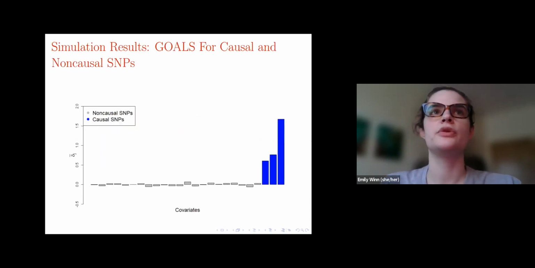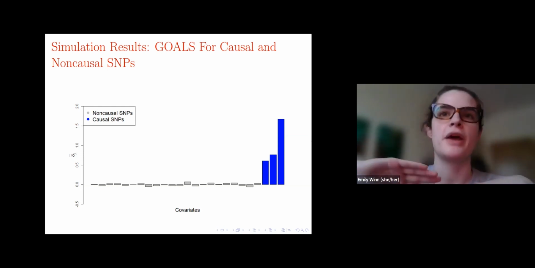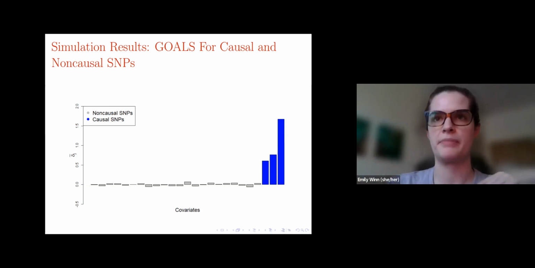And so when we calculate the deltas for this, we see that the overall delta mean values for SNPs 23, 24, and 25 are visually very far away from 0 compared to the other non-causal SNPs, which are very much hovering around 0 with their means.